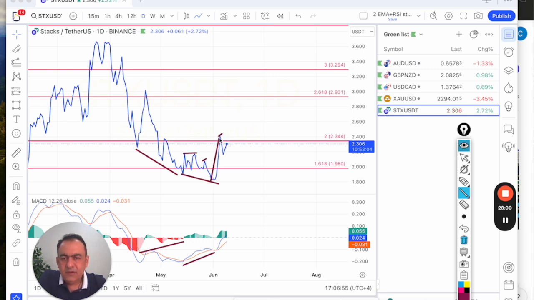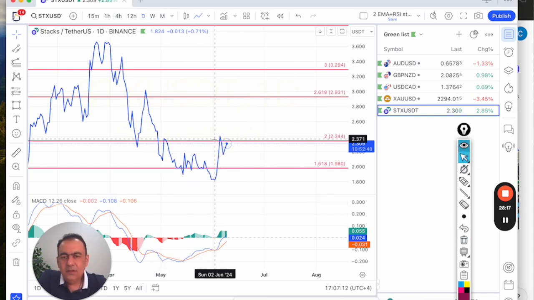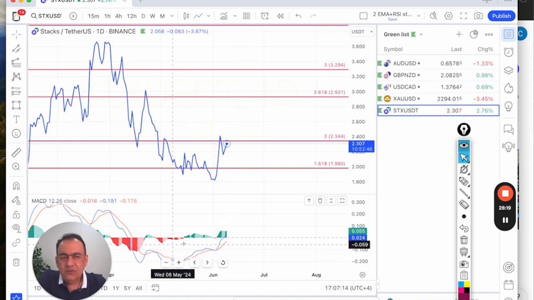Now we can expect some short-term correction here and continuation to the next level of 2.618, which is going to be the price of 2.93. Currently it is at 2.30, and I'm going to apply Fib extension again on the daily frame. I just need to zoom out a bit.